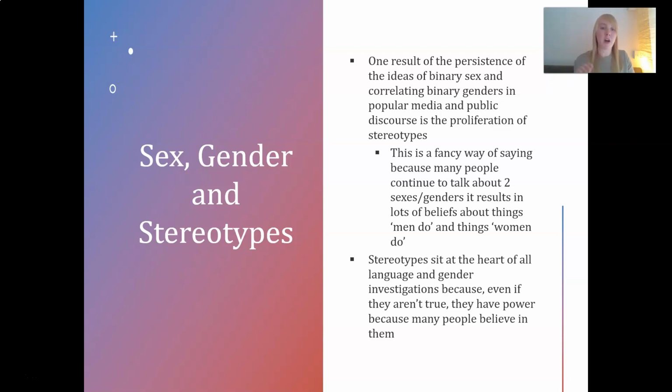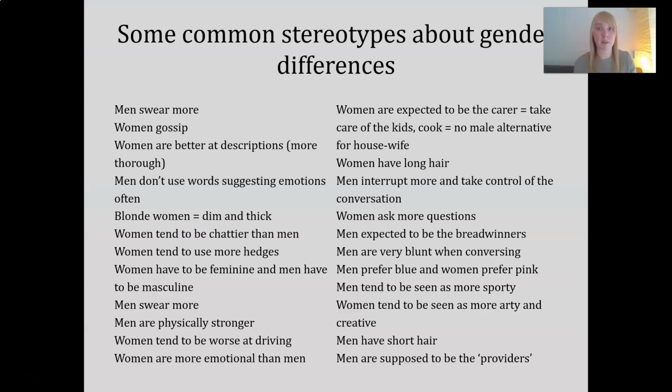So stereotypes really sit at the heart of all language and gender investigations, because even if they aren't true, they have power because people believe in them. So if people think, for instance, that interrupting is a very masculine behaviour, and they think that a woman should be ladylike, or passive, or kind, or nice, they may interpret a woman who interrupts quite often as being rude in a way that a man perhaps wouldn't have that set of assumptions placed on him, because it's viewed as a masculine behaviour. So those are the ways that we can start to put together the idea of stereotypes and navigating that linguistically and thinking about different language behaviours.